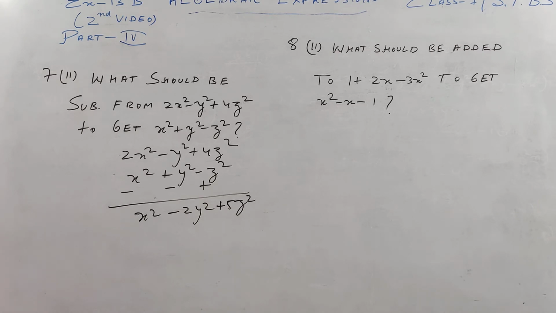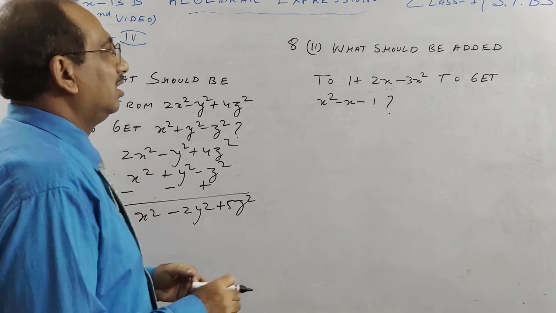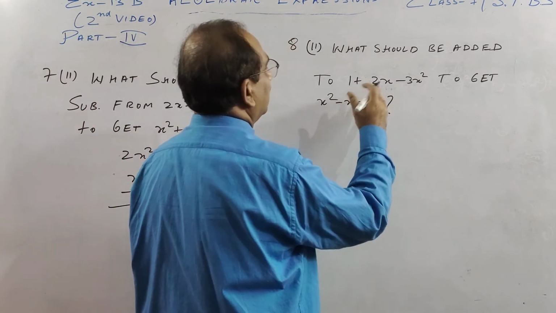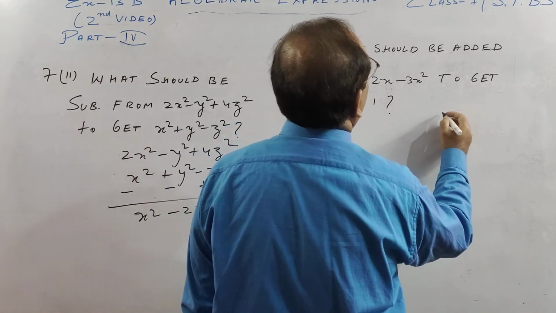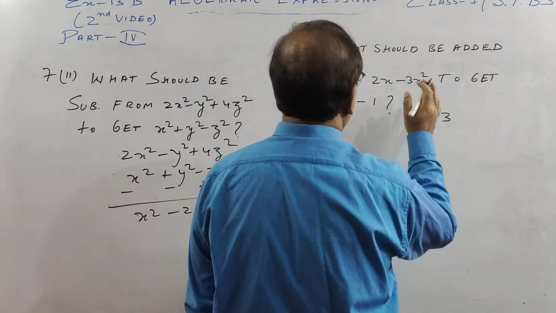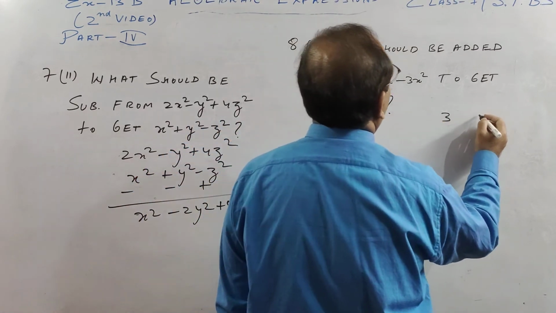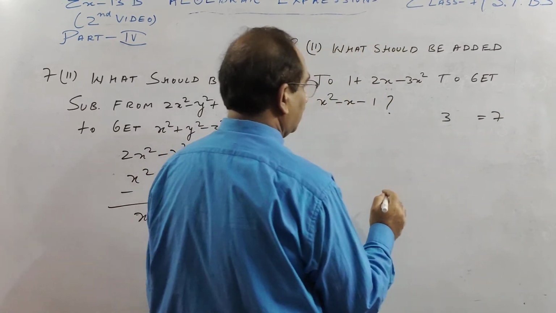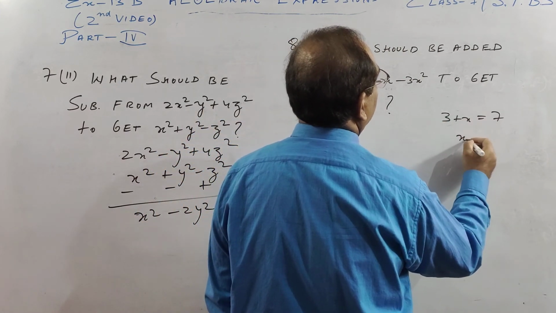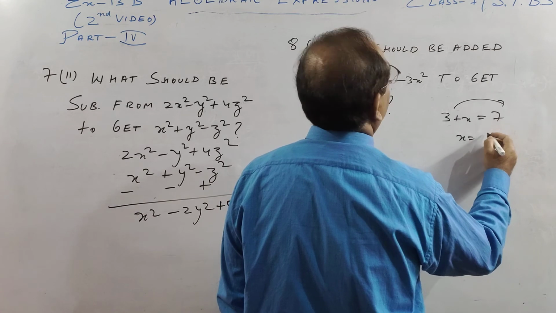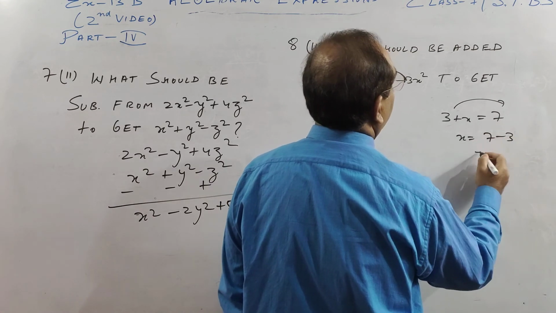So we move on to the last question of this session. What should be added to this? Take another analogy. What should be added to this to get this? What should be added to 3 to get 7? So what we get is 7 minus 3. What should be added? Like an equation you do, so you get 4, children.